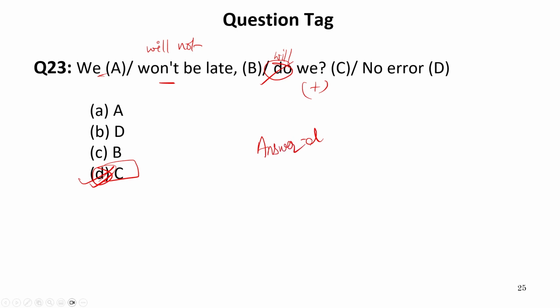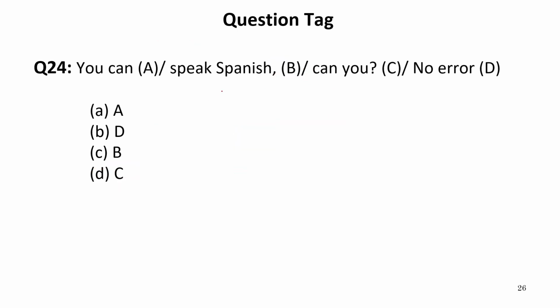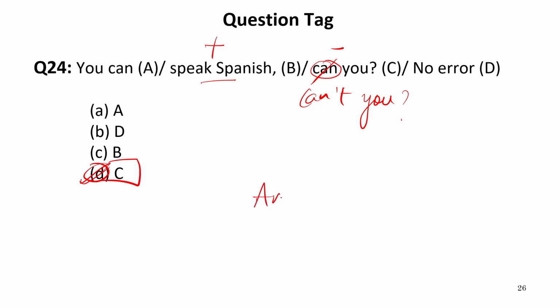Now let us move to the next one. You can speak Spanish. So this is ability. Now if the statement is positive, the question tag has to be negative. So it should be written can't you. Now the sentence is absolutely correct. So again the error is in part C, that is D. So our answer is D.